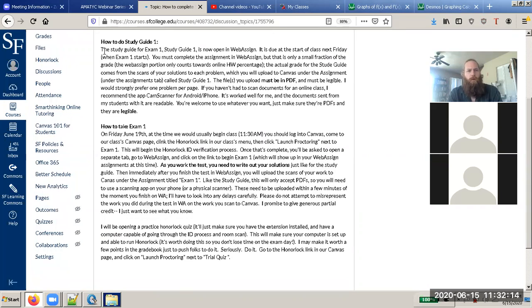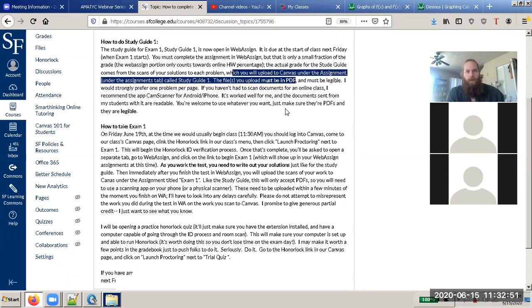I know it's a big wall of text and it's not the most fun thing in the world, but please read this carefully, pay attention to what's said here. Basically, for the study guide, you're going to go into WebAssign and that's where you'll find the problems. But most of the credit is going to come from scans of your solutions. So you're going to write out your solutions in detail, neatly. I prefer one problem per page. That makes it the easiest possible way for me to grade it. And then you're going to upload your scans of those to Canvas, and they have to be PDFs.